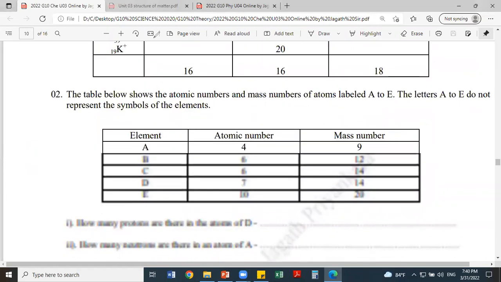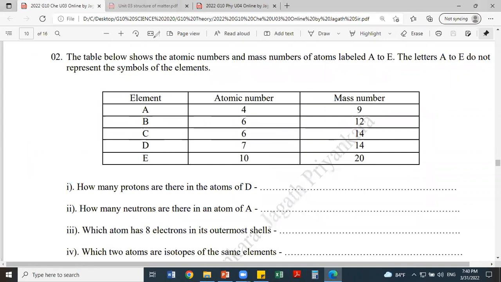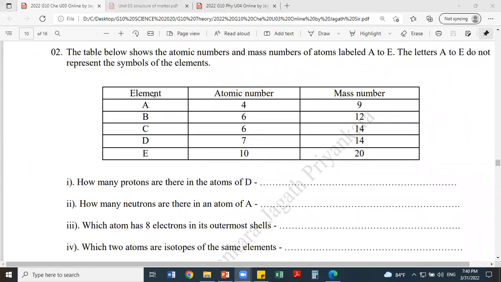Question number 2. This is how most of the questions, in the oral paper and even in term test papers, this is how they give the question. They don't give the real symbol.